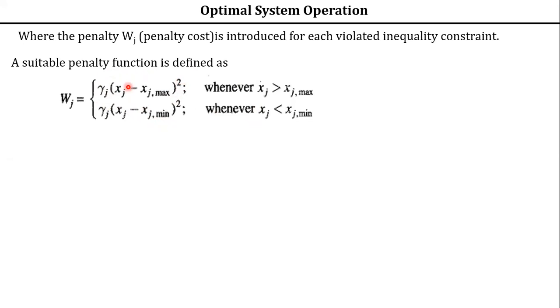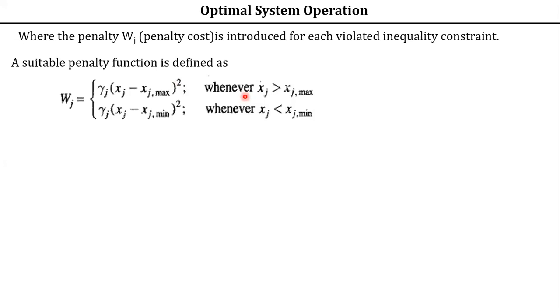You cannot say you have to pay minus 20 rupees as a penalty. Isn't it? It is not a penalty. It is a bonus if you are taking minus 20 rupees. So that's why, in order to have a positive penalty function, this term will be squared.